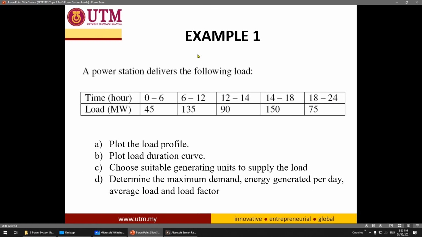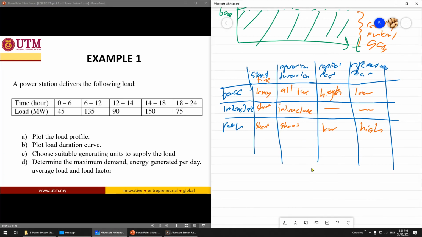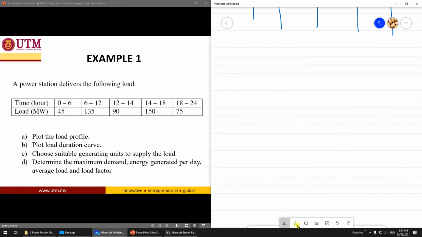So let's look at an example. A power station delivers the load here, 45, and this one is the time. Plot the load profile. I think I already gave the answer, so maybe I should show you how to do it one by one. Of course, you have to plot the load profile.